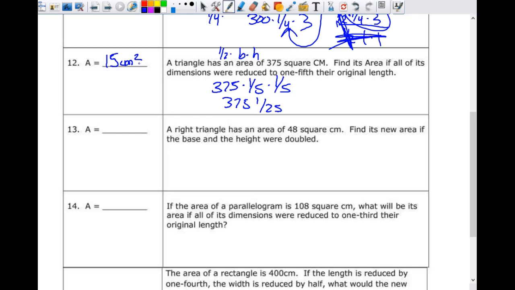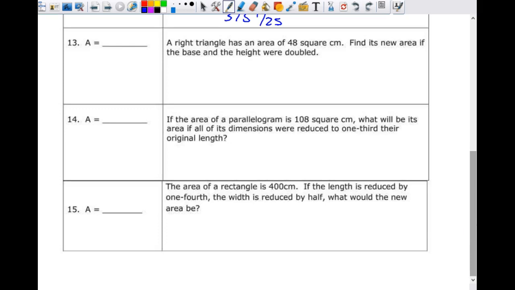All right, find the area. If the area of a parallelogram is 108 squared centimeters, what will its area be if its dimensions are reduced by 1/3 of the original length? So we know there's 2 dimensions, base and height. So 108 times the base, which was reduced by 1/3, times the height, which was also reduced by 1/3. 108 divided by 9 ends up being 12. That sounds about right.